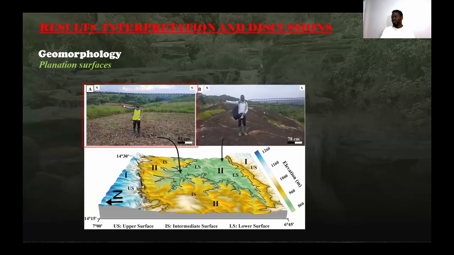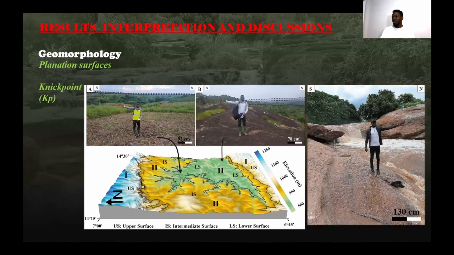In addition to the geomorphic parameters, several planation surfaces and slope breaks were also observed. The planation surfaces appear as elevated relief on the horizon, as you can see in those pictures here. They show a variable height reaching up to 75 meters. The figure on the right illustrates one of these features.